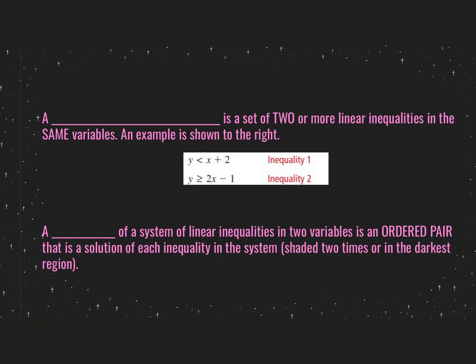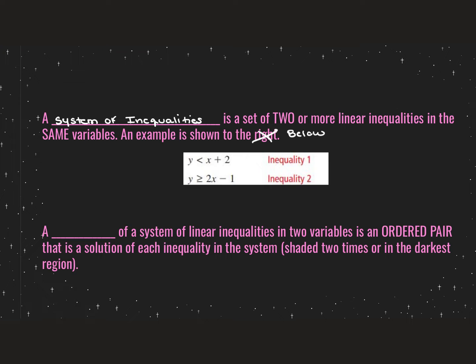All right, so let's look at some quick vocabulary. A system of inequalities is a set of two or more linear inequalities in the same variables. An example is shown below. I have the inequalities y is less than x plus 2 and y is greater than 2x minus 1.